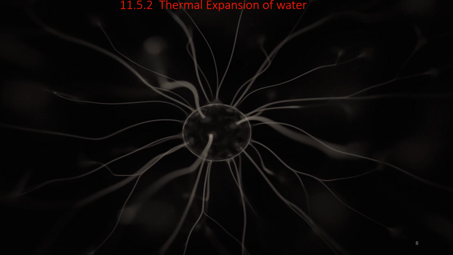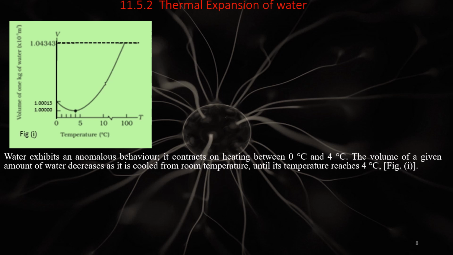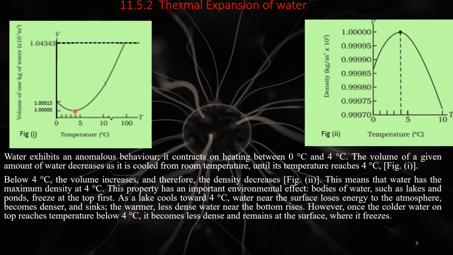Water exhibits an anomalous behavior. It contracts on heating between 0 degrees centigrade and 4 degrees centigrade. The volume of a given amount of water decreases as it is cooled from room temperature until its temperature reaches 4 degrees centigrade. Please see the figure above. As we heat from 0 degrees to 4 degrees centigrade, its volume decreases. See here, the volume decreases until its temperature reaches 4 degrees centigrade. Below 4 degrees centigrade, the volume increases. Here, below 4 degrees, to the left hand side of this point, the volume increases and therefore the density decreases. The density here decreases.